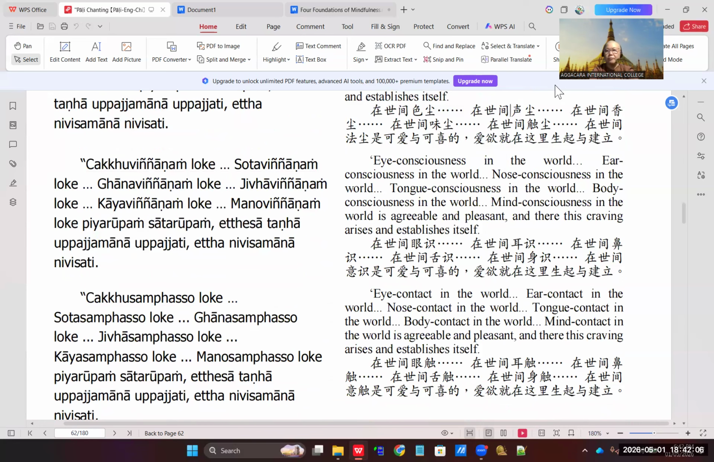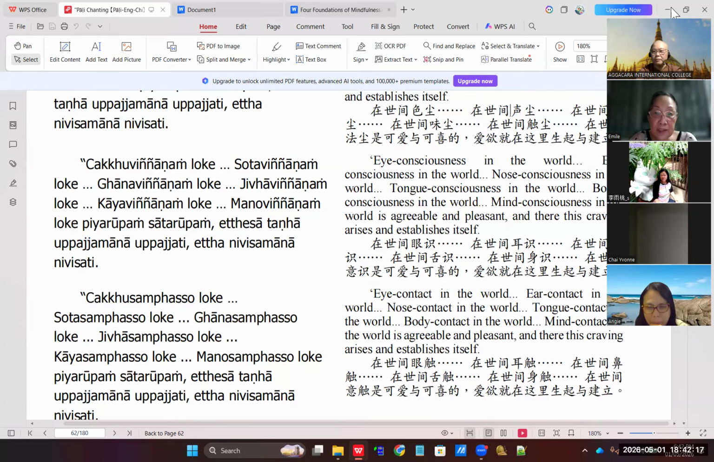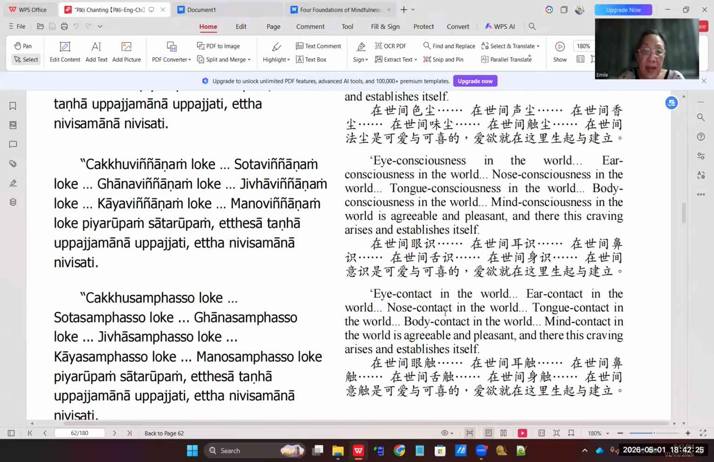Eye consciousness in the world, ear consciousness in the world, nose consciousness in the world, tongue consciousness in the world, body consciousness in the world, mind consciousness in the world is agreeable and pleasant. And there this craving arises and establishes itself. Eye contact in the world, ear contact in the world, nose contact in the world, tongue contact in the world, body contact in the world, mind contact in the world is agreeable and pleasant, and there this craving arises and establishes itself. Okay, thank you.